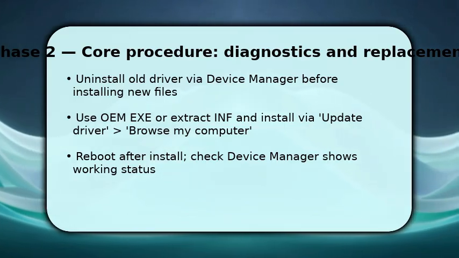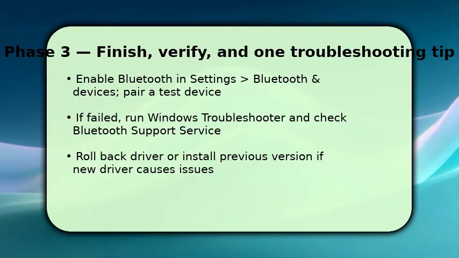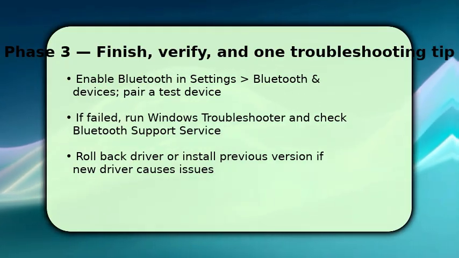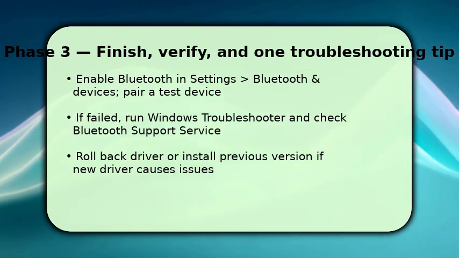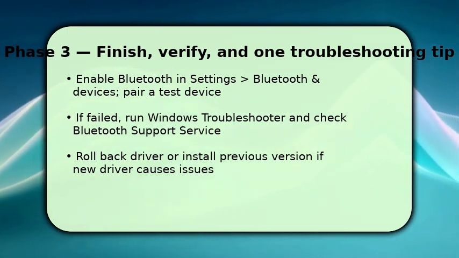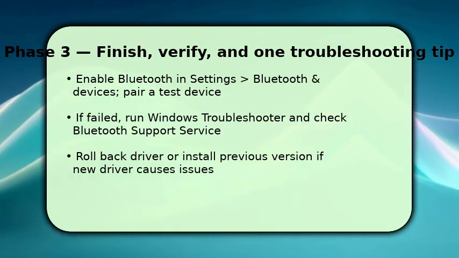You finish by enabling Bluetooth in Settings, Bluetooth and Devices, and pairing a known device to verify connectivity. This confirms radio and stack are working together. If pairing fails, run the Windows Bluetooth troubleshooter and ensure the Bluetooth Support Service is running and set to automatic.